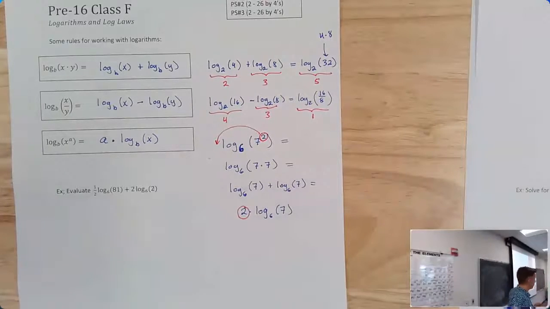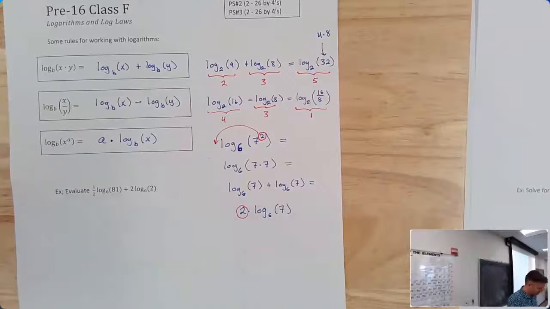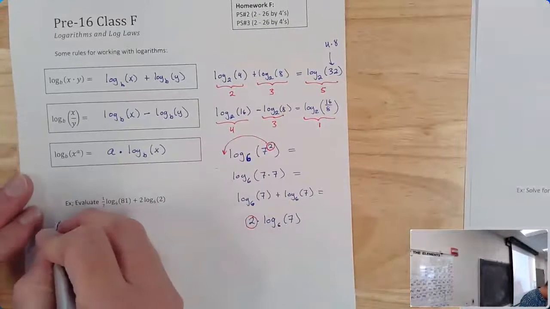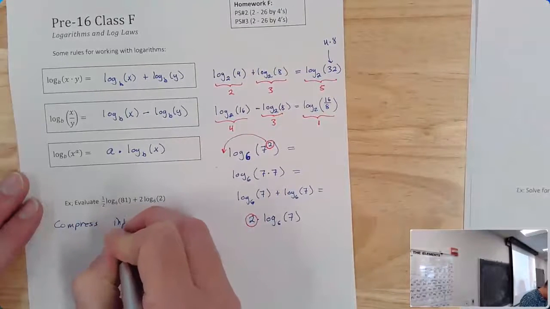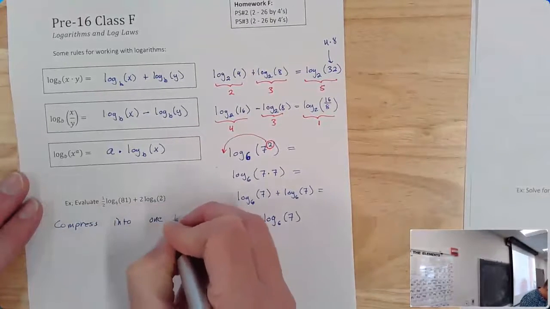But today we're going in the other direction. We are going to take things that are very expanded out and try to compress them into one expression of logarithms, because that allows us to solve equations. So for example, if I want to evaluate 1/2 log base 6 of 81 plus 2 log base 6 of 2, I'm going to try to compress that all into one thing. So we're going to compress or smash it all together into one logarithm.